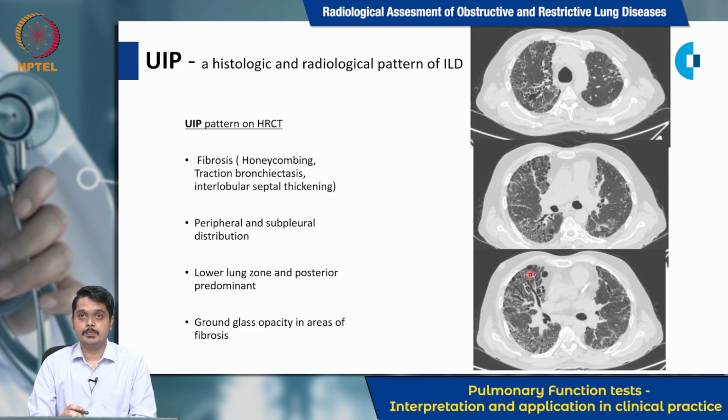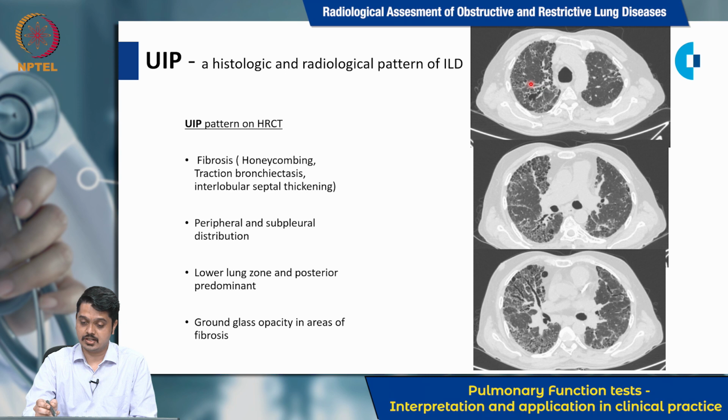We get certain specific radiological patterns in the setting of interstitial lung disease. One is usual interstitial pneumonia or the UIP pattern. The hallmark finding seen here is fibrosis, that is honeycombing, traction bronchiectasis and interlobular septal thickening. All these findings are seen in a peripheral and subpleural distribution. They are seen predominantly in lower lung zones with a posterior predominance. Sometimes ground glass opacities may be seen.